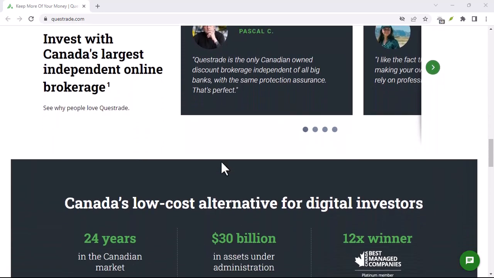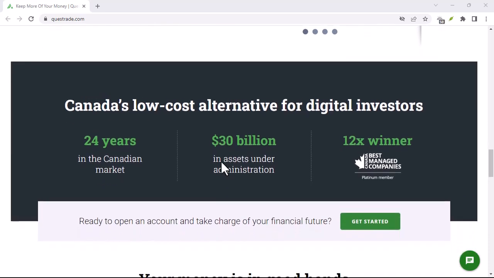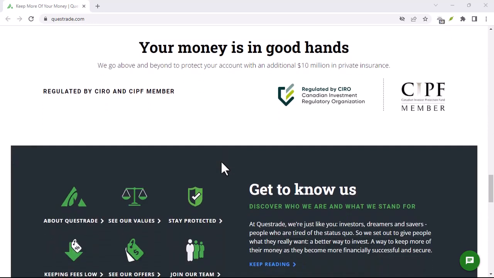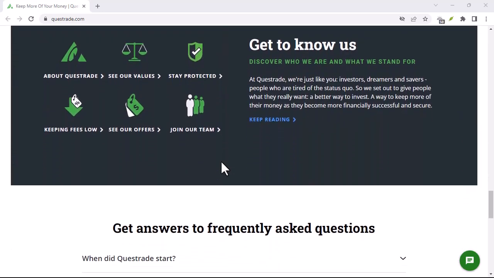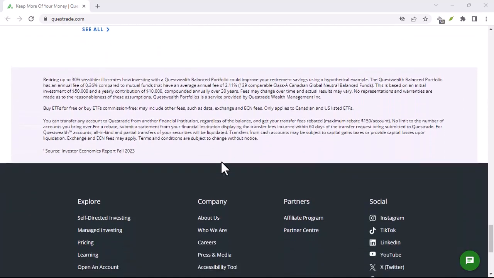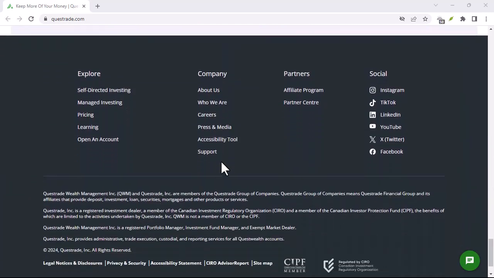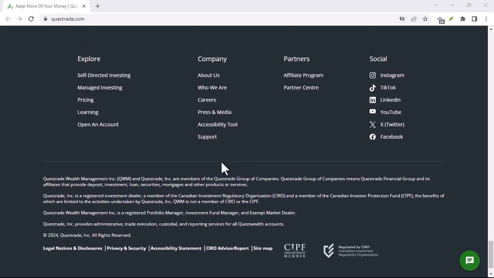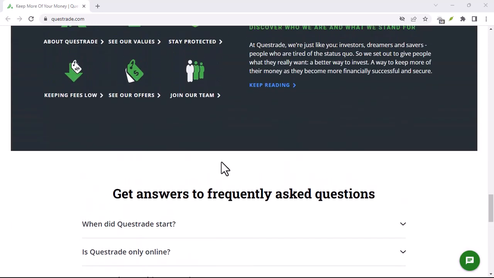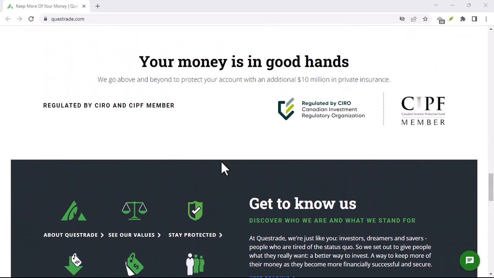Wire transfers. For larger, one-time deposits, wire transfers might be the way to go. However, keep in mind that wire transfers can incur fees from both your bank and Questrade. So, it's important to weigh the cost against the convenience before opting for this method. Important things to remember. There are a few key things to keep in mind when depositing USD into Questrade.